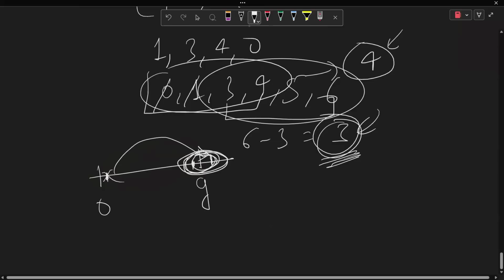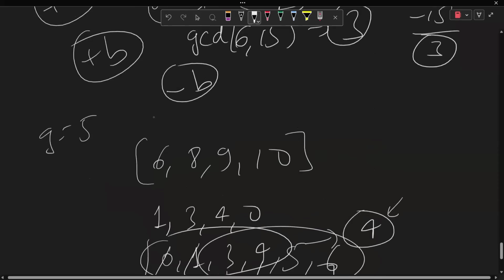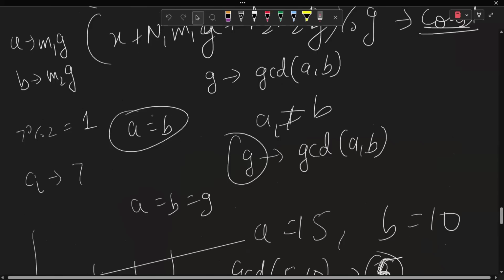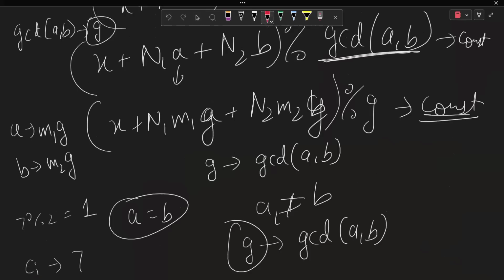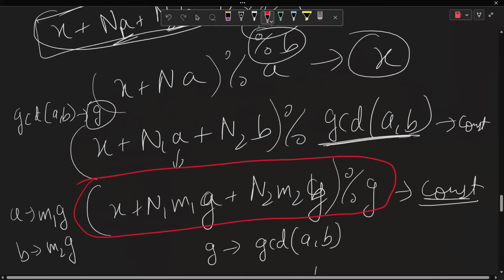Can I ask a doubt? You said that a plus a times A plus b times B plus x mod GCD of A and B is constant. What is the intuition here? Can you prove why it is constant?